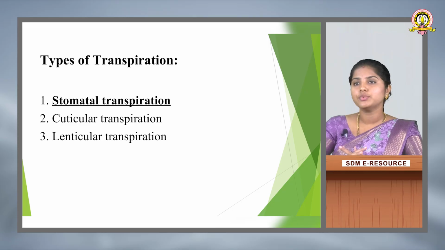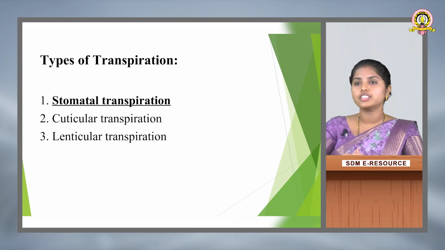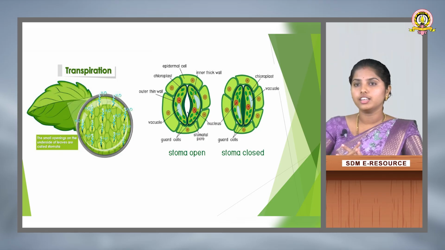There are three types of transpiration. They are stomatal transpiration, cuticular transpiration, and lenticular transpiration. Among these, stomatal transpiration accounts for around 80 to 90% of total water loss from the plant. The loss of water from the stomata in the form of water vapors is called stomatal transpiration. Transpiration occurs when stomata open, and when they are closed, transpiration stops.